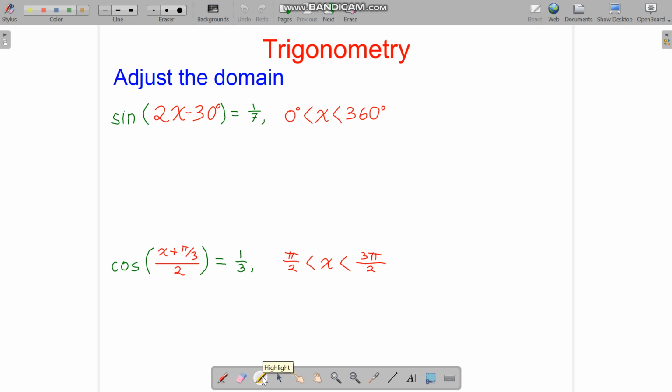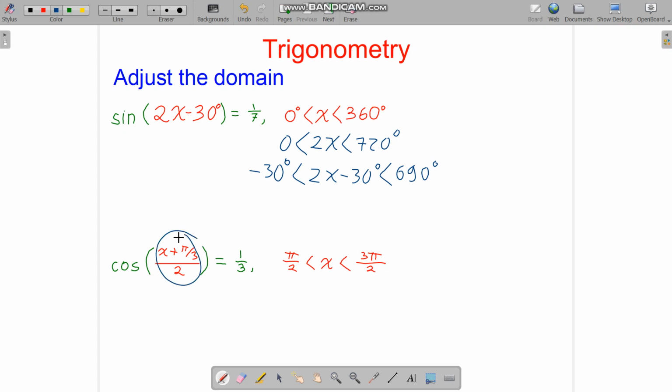So first of all, adjust the domain. Look at the angle here, 2x minus 30 degrees, but the domain is for x. So here we have to make this x somehow exactly the same as this. We can do that by multiplying throughout by 2. We get 2x is between 0 and 720 degrees. We subtract 30 degrees, and now we get that 2x minus 30 degrees is between minus 30 degrees and 690 degrees.